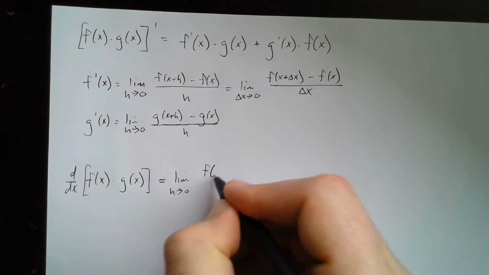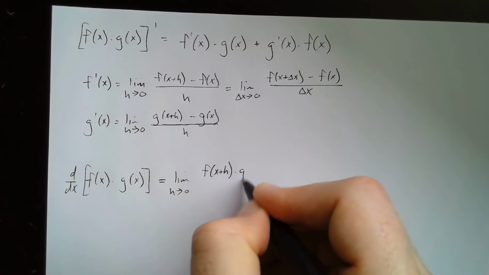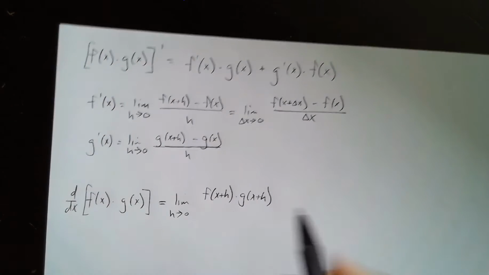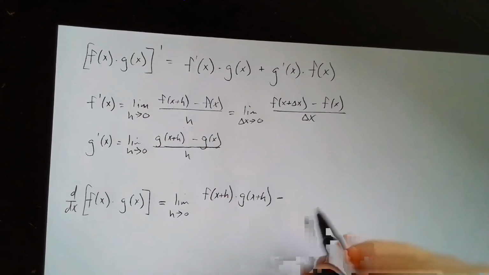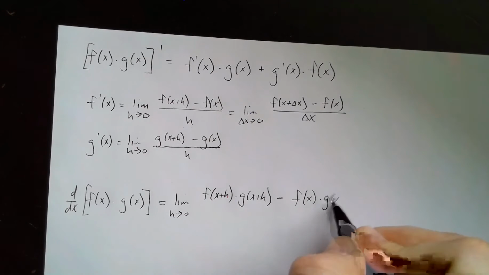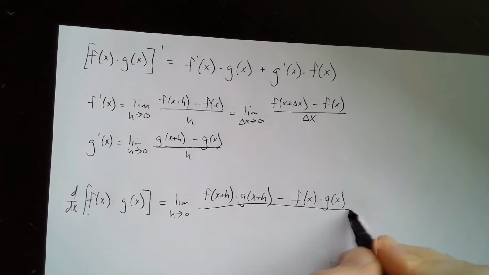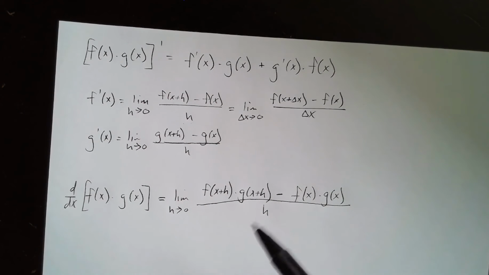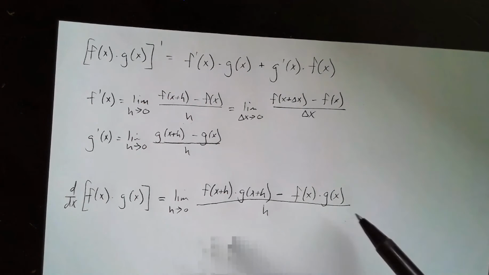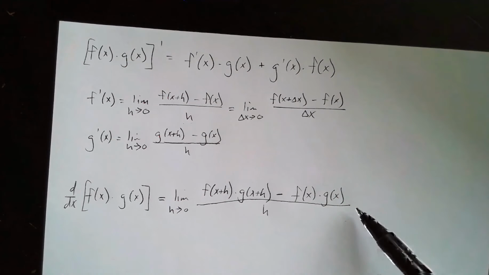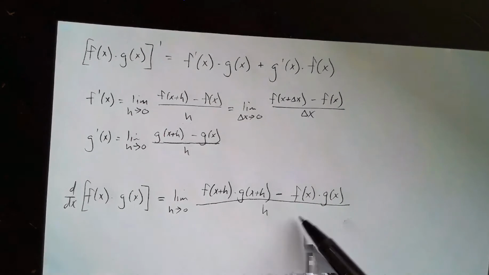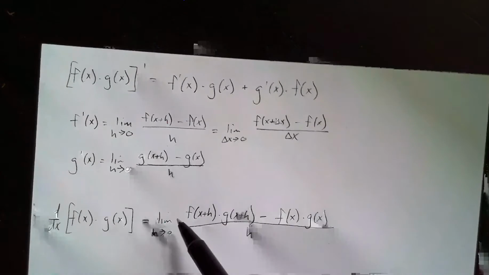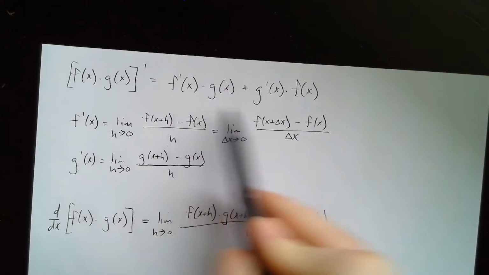So this is the original function. I'm going to have f of x plus h times g of x plus h. That's again the original function replacing the x with x plus h, minus, again, the original function, which is f of x times g of x. And this whole thing is divided by h. So I need to identify what this limit actually is going to be. Without using some creative thinking, we can't really evaluate this limit. And more importantly, we can't get this limit right here to equal this function.